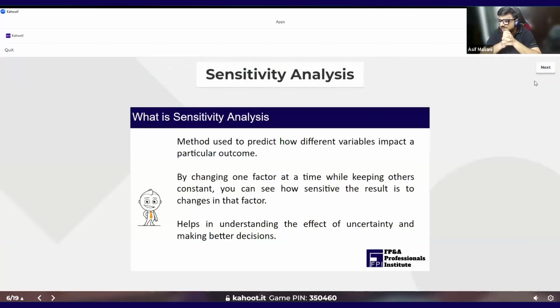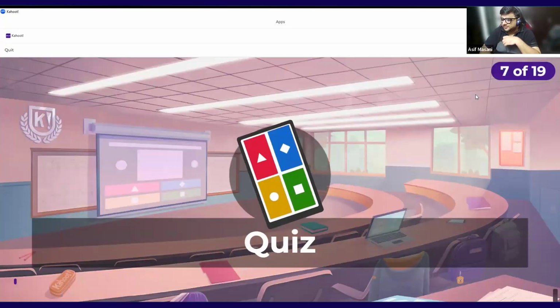It is a technique used to predict how changes in different variables will impact the outcome of the project. Usually you change one factor at a time while doing sensitivity analysis, keeping others constant. And that's how you can see how sensitive your result or your model is to the changes by changing that one factor. So how your output changes by changing that one factor. That is what sensitivity analysis does. Let's go to the next question now.